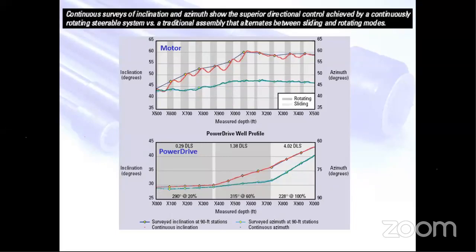If we look at this picture, the continuous survey of inclination and azimuth shows the superior directional control achieved by a continuously rotating steerable system versus a traditional assembly. We have the top graph when we are using a motor, and the bottom graph is a power drive. It's very obvious that when you are using RSS, or rotary steerable system, it shows superior directional control and smooth well measurement.